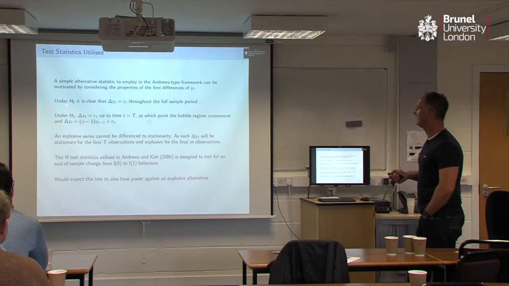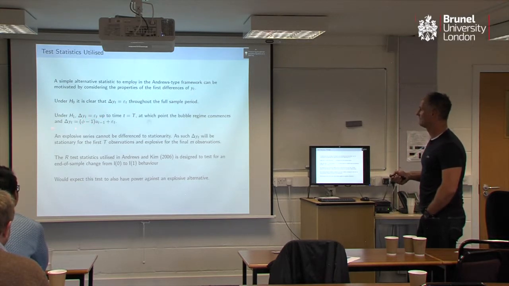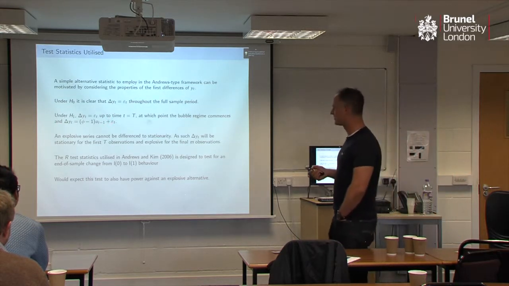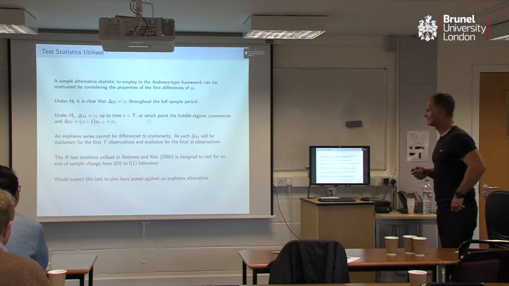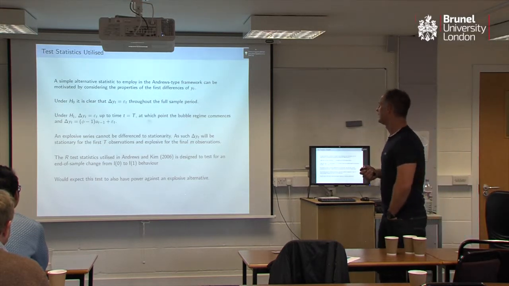Well, if the null hypothesis is true, then the first difference of the data is stationary. Now, under the alternative, you have stationarity up to the end of the sample, but then you have this kind of equation here, which is still explosive. So if you take the first difference of an explosive series, it doesn't make it stationary. It's still an explosive series. It's just got slightly different parameterization to it.